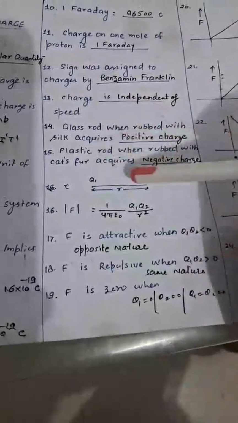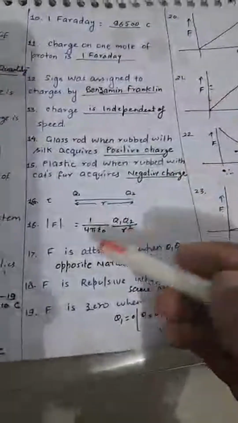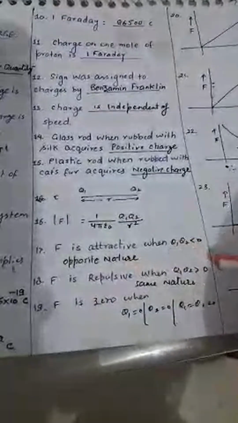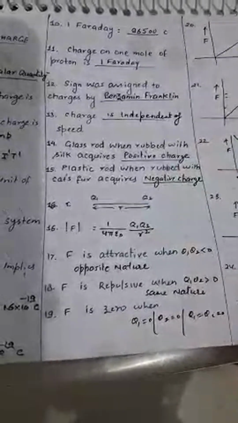Then we have a numerical based question. Two charges Q1 and Q2 are given to you. Magnitude of force between them is 1 by 4 pi epsilon naught Q1 Q2 by r square. Then force is attractive when Q1 Q2 is negative, that is charges have opposite nature, and it's repulsive when Q1 Q2 is positive, so it has got the same nature. And the force is 0 when Q1 is 0, Q2 is 0, or Q1 and Q2 both are 0. So these are the conditions for no force.